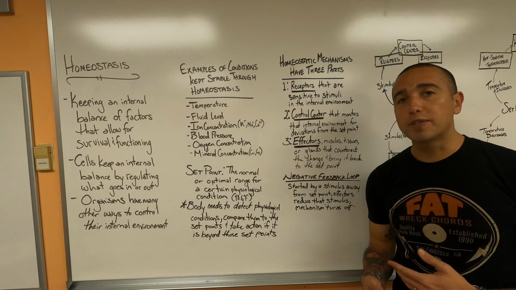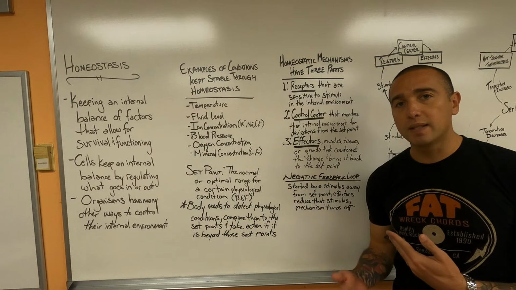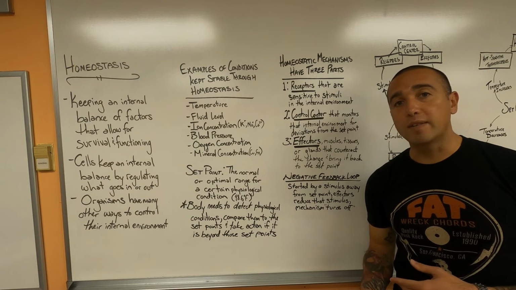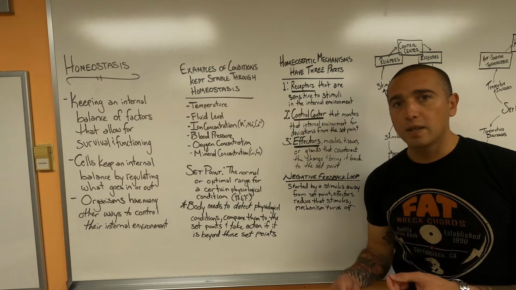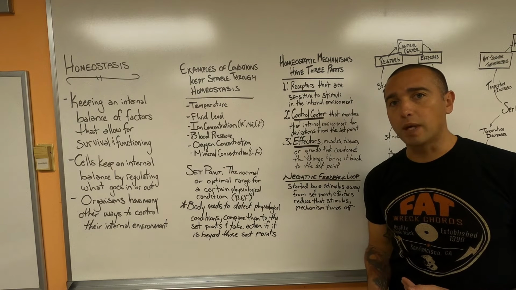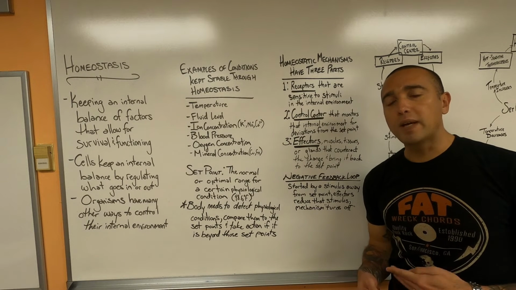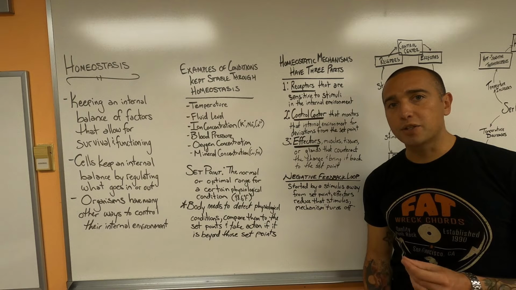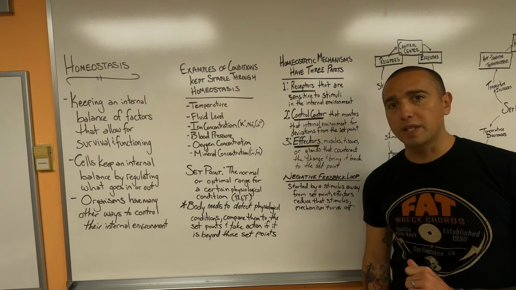First, you need to have receptors that are sensitive to that stimulus. You have to have a control center that has the set point in mind and can control that, whether it gets too high or too low. And you have to have effectors, or things that can change that value for that physiological condition.